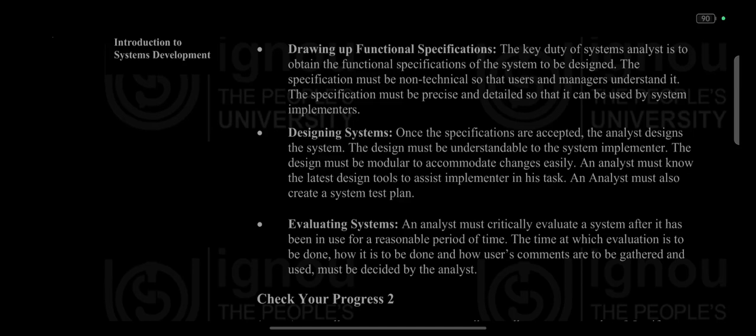Then comes evaluating systems. An analyst must critically evaluate a system after it has been in use for a reasonable period of time. The time at which evaluation is to be done, how it is to be done, and how users' comments are to be gathered and used must be decided by the analysts.